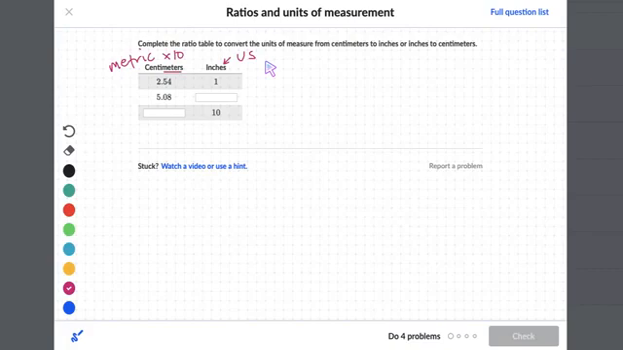So basically, if somebody in the U.S. had something measured in inches, they would need to change their measurement from inches to centimeters in order to communicate, right? They need to communicate in the same language, same measurement language as someone else in a different country. And vice versa, if somebody in England is using centimeters, they would have to convert their measurement to inches so that we understand what they're talking about.